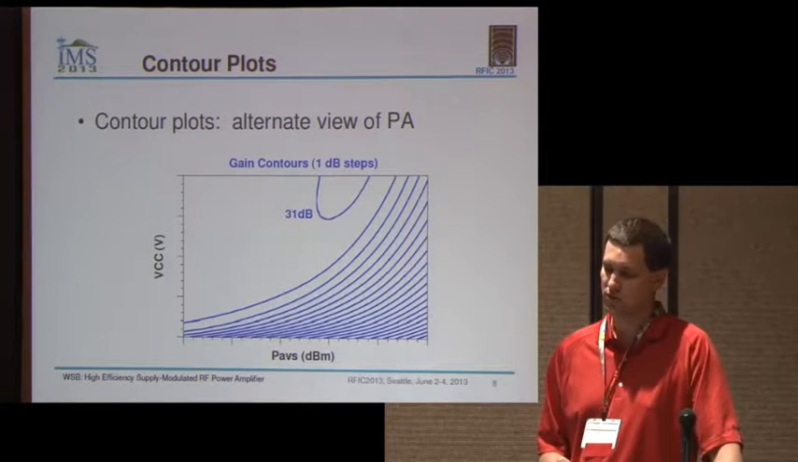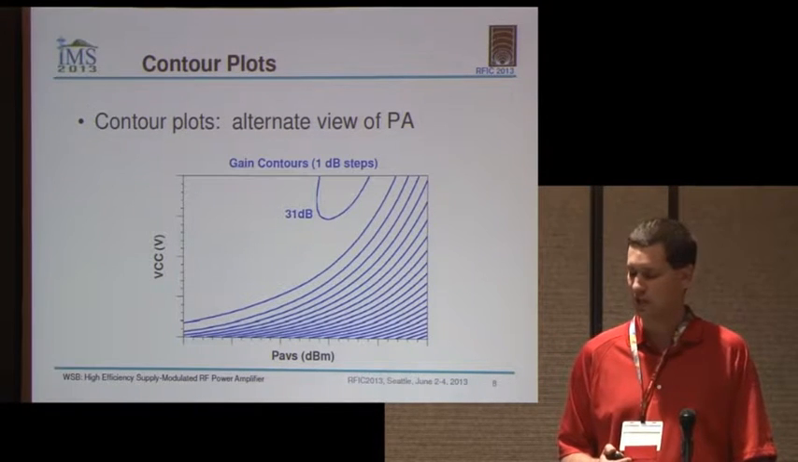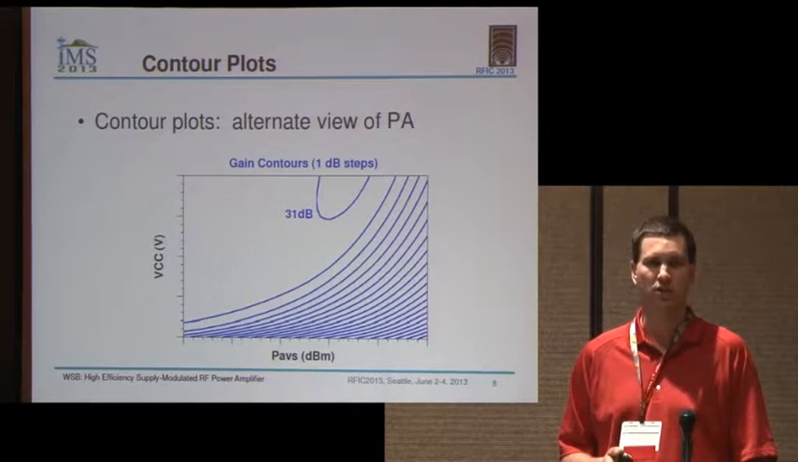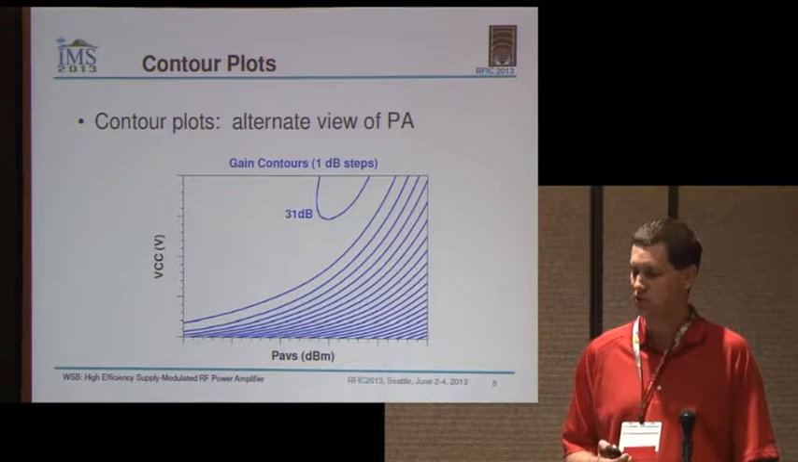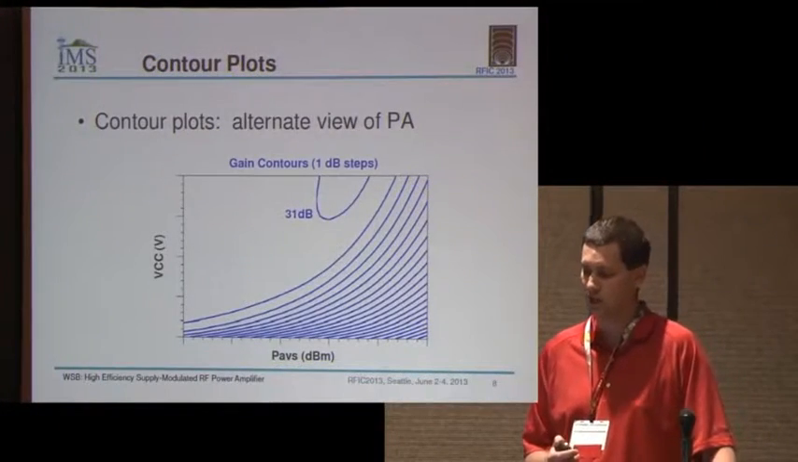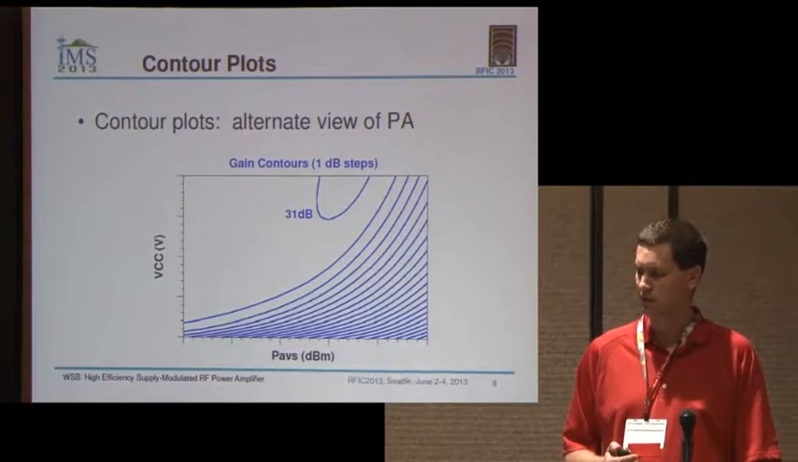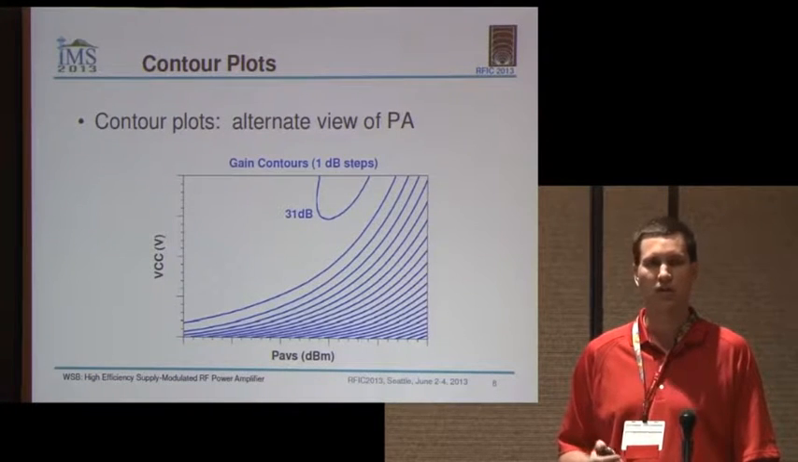So the last several slides show plots of the families of VCC data for the PA. On this slide, I'm going to change the format of the data over to contour plots to get a little bit different interpretation of the data. So this is a contour plot of the gain in 1 dB steps. The y-axis is the collector voltage applied to the PA, and the x-axis is the input power to the PA. And you can see the gain contours at the peak at 31 dB. There's an arc in the gain contour.